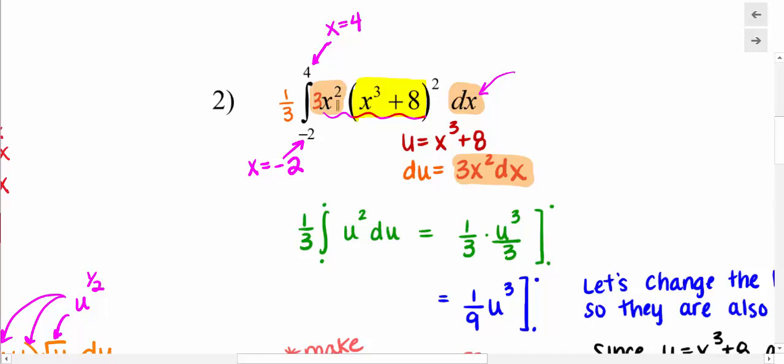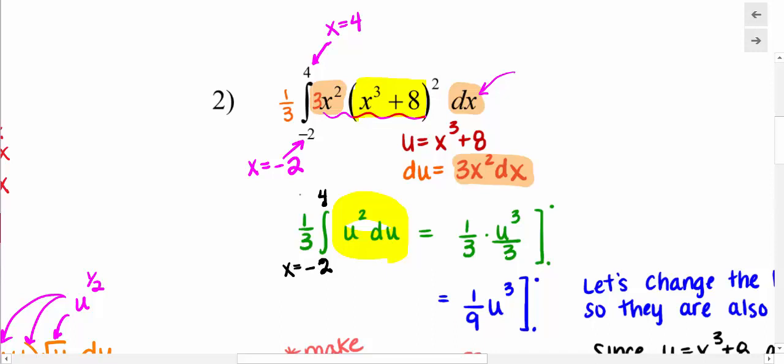Then that 3x squared dx will get replaced with du, and this inside piece will just be u squared. So I'm only integrating u squared du, which is a not bad integration. But here's what I wanted to draw your attention to. I have dots right here right now because you have a choice to make. I cannot put -2 to 4 on my bounds because these are x's.